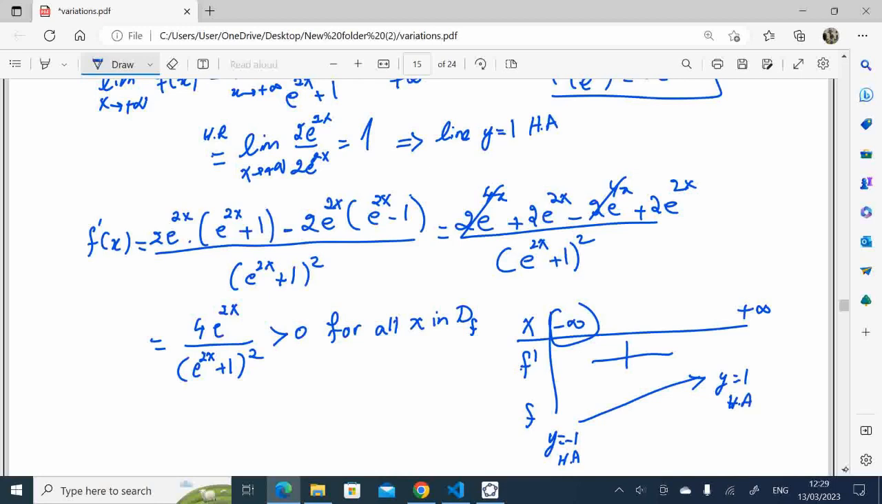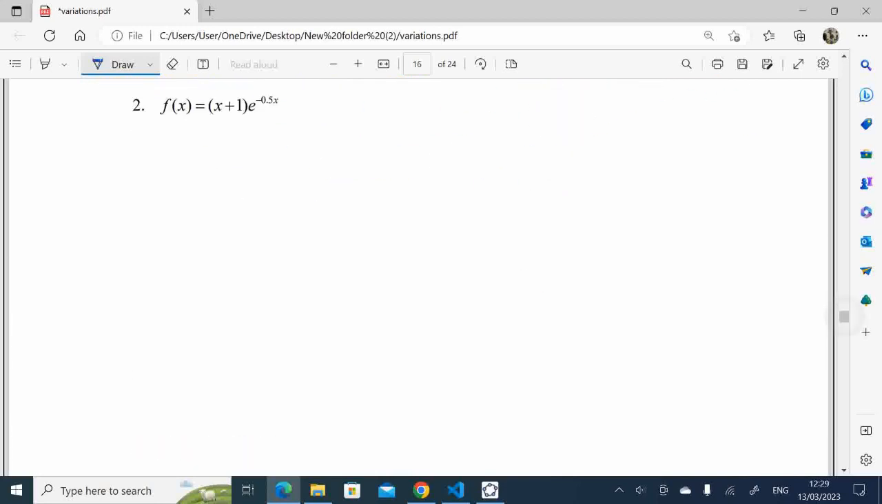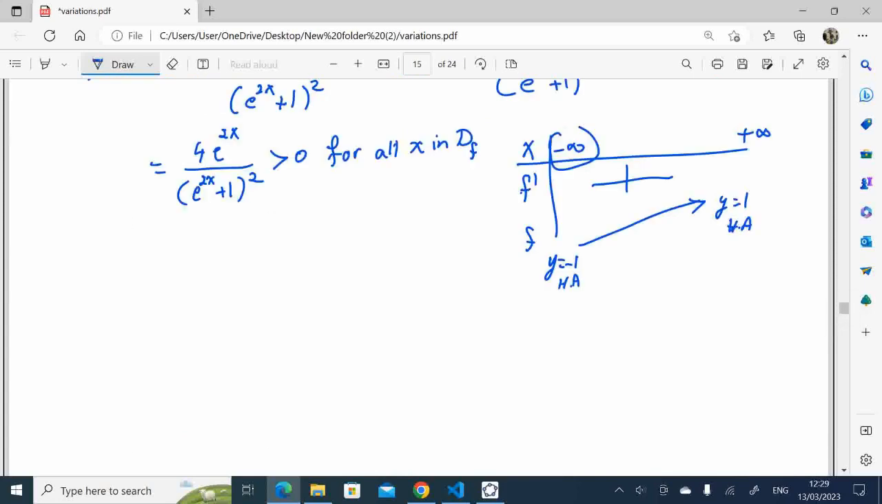So this is the table of variation for this function. The last step before the graph is particular points or the intercepts. Let us try to find the x-intercept first. How to find the x-intercept? It is to solve y equals 0.